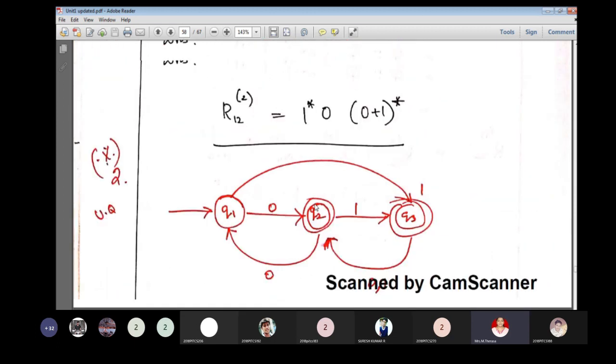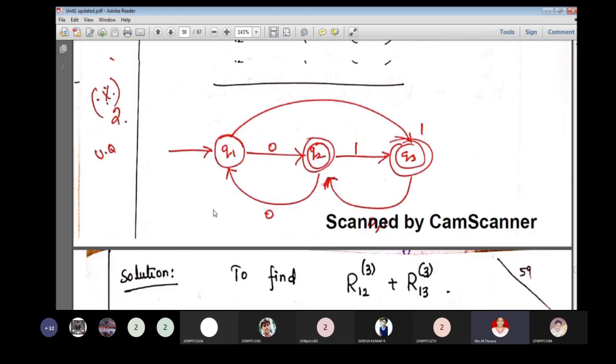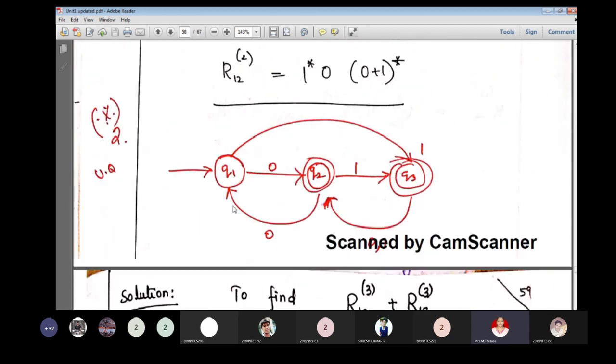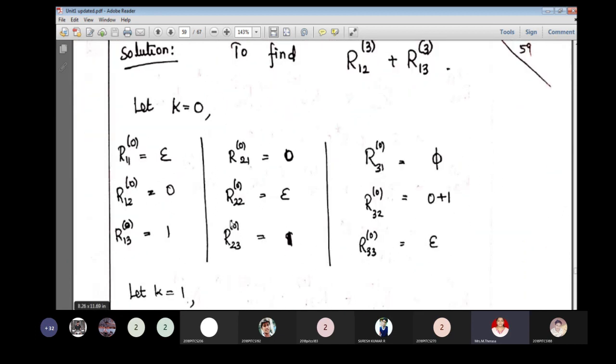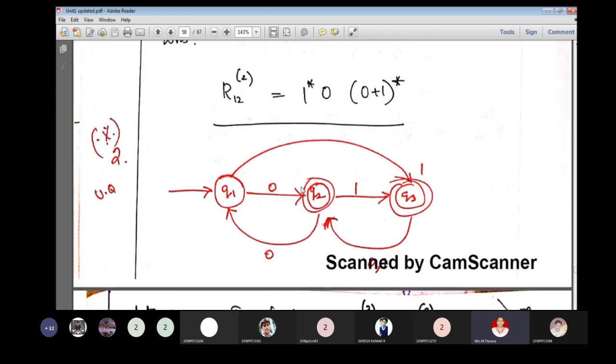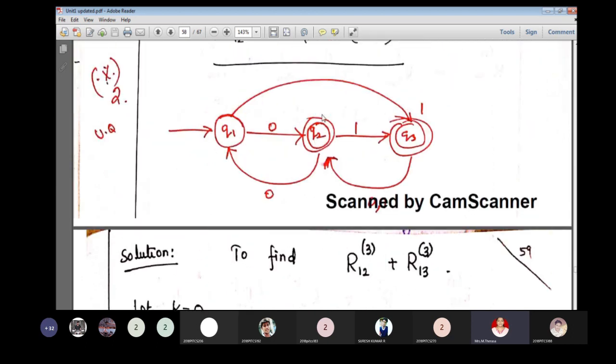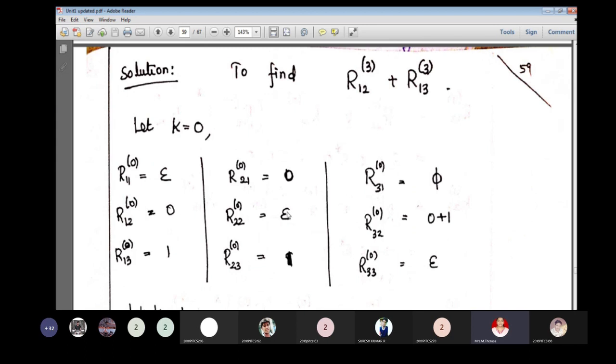So what is R11 power 0? From 1 to 1, there is no explicit transition, so whenever i is equal to j, by default we have to put epsilon. Okay, then 1 to 2 is 0. 1 to 3 is 1. Then 2 to 1 is 0. Okay, good. 2 to 2, there is no explicit transition, so what you can write? Epsilon. So you have to be very careful and check whether i is equal to j or not. Whenever i is equal to j, by default you have to put epsilon, and if there exists any explicit transition, you have to include that also.